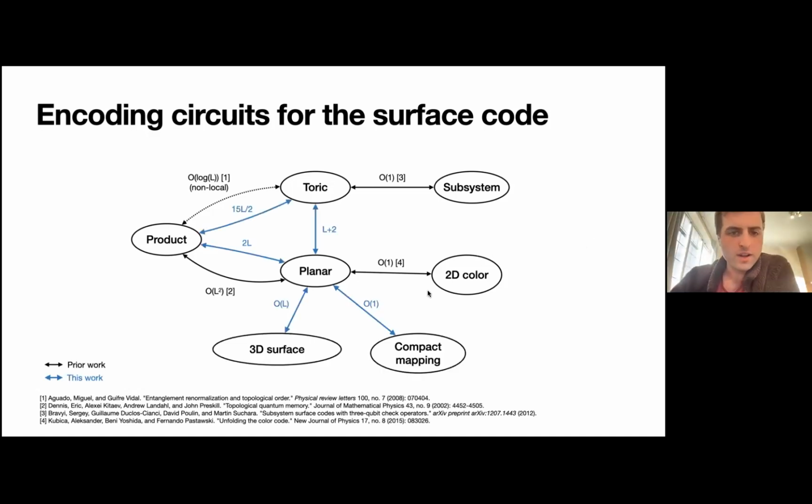And so in this work, these are the encoding circuits that we find. We find linear encoding circuits for the planar and toric codes, linear encoding circuits for the 3D surface code, and we also explicitly show the mapping to the compact fermion to qubit mapping, which is a recently proposed fermion to qubit mapping.